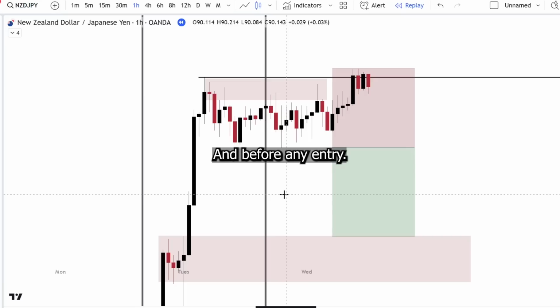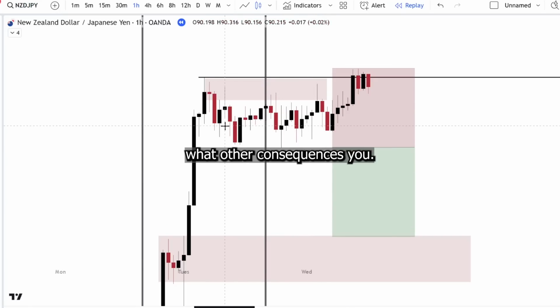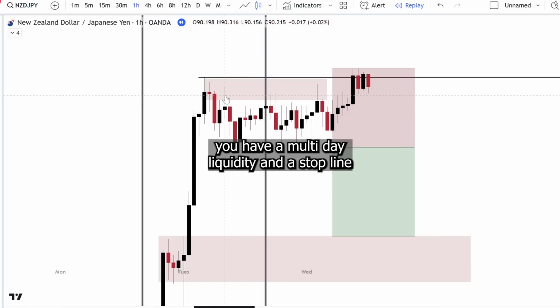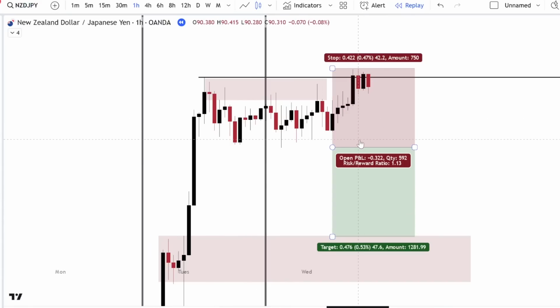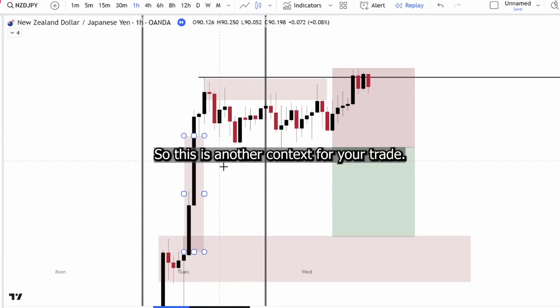And before any entry, you're not strictly looking at the liquidity. You always want to look to the left and you always want to see what other confluences you have for your entry and not just trade, oh, you have a multi-day liquidity and a stop hunt and price came back inside of the range and it broke your base, that means you should enter the trade. You always want to look for more context, obviously news context, and you always want to look at if you have clear traffic, which in this case you have this gap right here that needs to be filled. So this is another context for your trade.